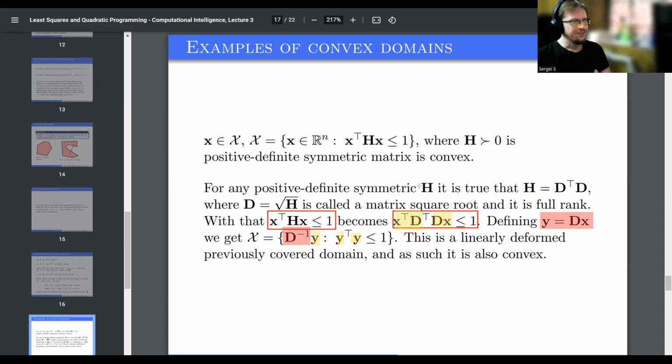So what is this? Well, now we can see what it is. It is a unit circle here. Y squared less than 1, a unit circle. And this unit circle is being deformed by the matrix D inverse. What do you mean deformed? Well, we get a unit circle. Let me draw it here.